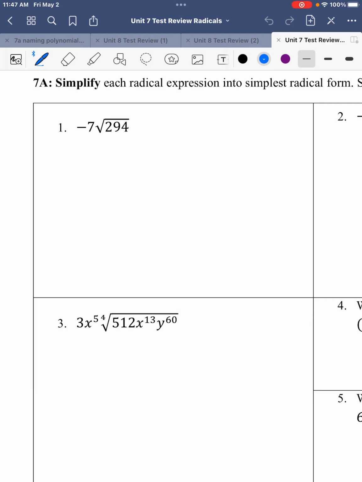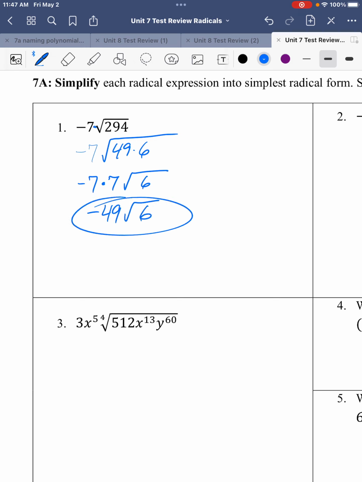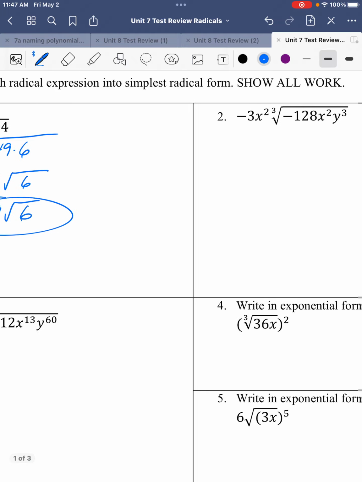So let's get started. We have -7 times the square root of 294. We're going to look for perfect squares. The perfect square that will divide out of 294 is 49, and 6. The square root of 49 is 7, so we'll multiply by 7. The -7 is always on the outside, just waiting to be multiplied by something that comes out. And then the 6, there is no perfect square that can divide out of it, so that stays there. And -7 times 7 is -49. So it simplifies to -49 square root of 6.